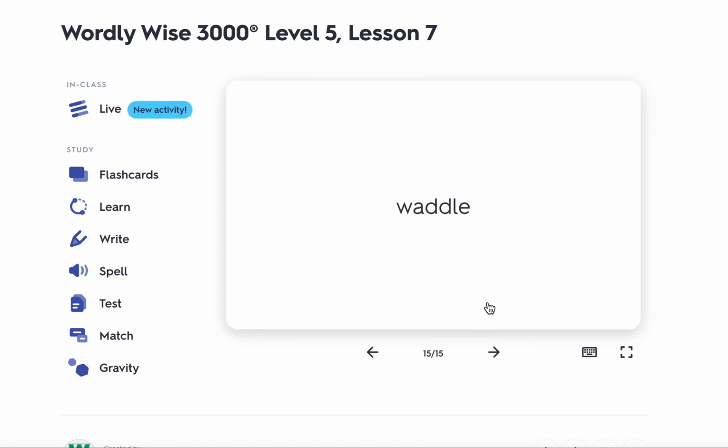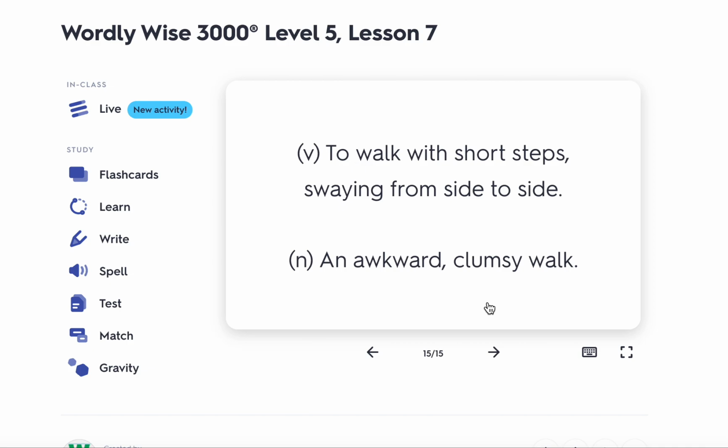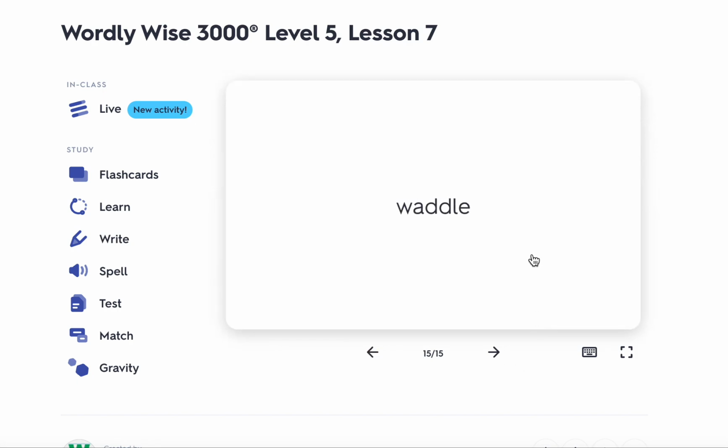And then if you ate a substantial amount of food, you might be waddling. Waddling means to make short steps, swaying from side to side. Normally I think of a duck when I think of something that's waddling, and actually my daughter is kind of doing that as she walks right now.